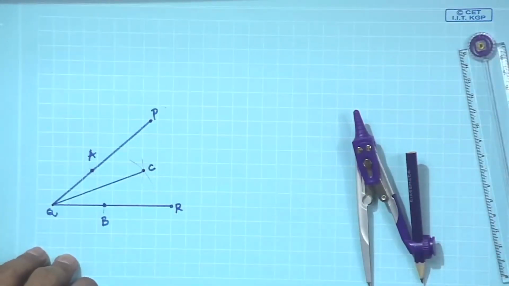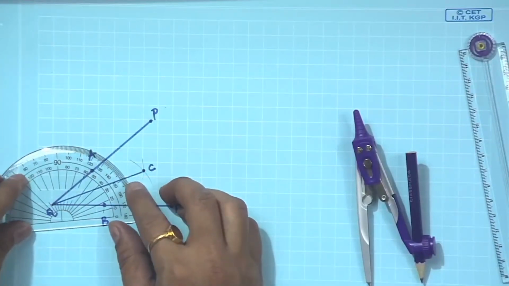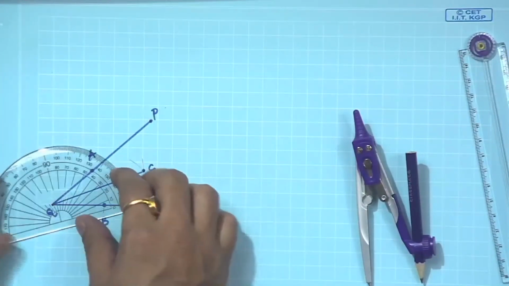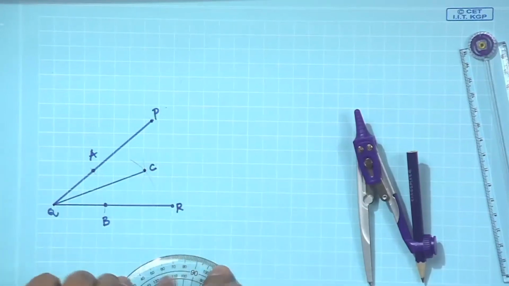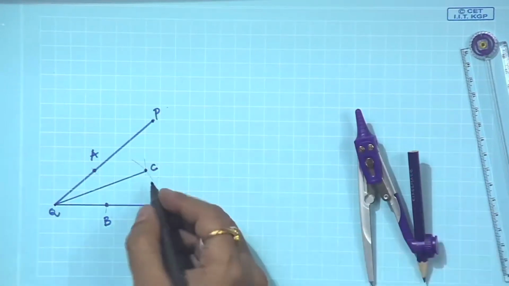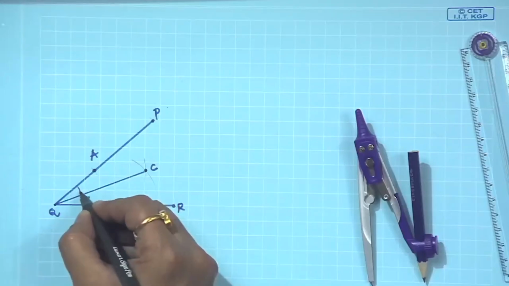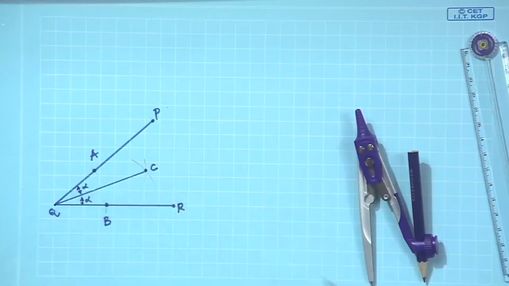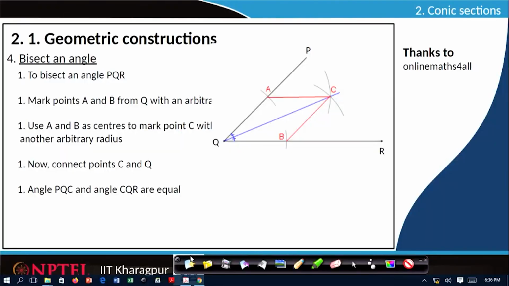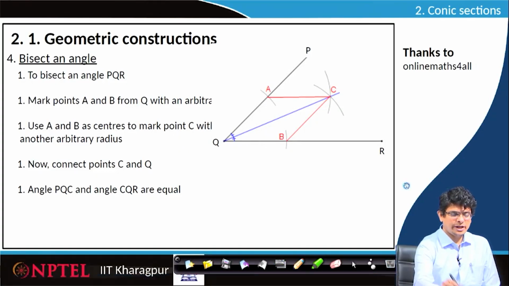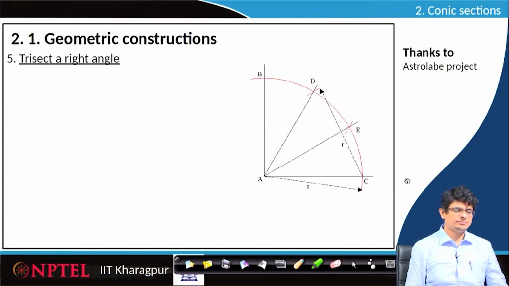So, if we use this protractor, the angle PQC will be the same as the angle CQR. Let us call this alpha and this one also alpha. This is the way we bisect an angle. Let us look at the next one.